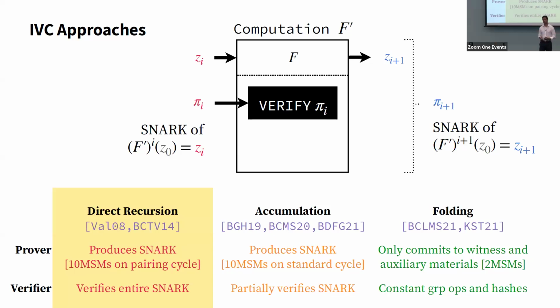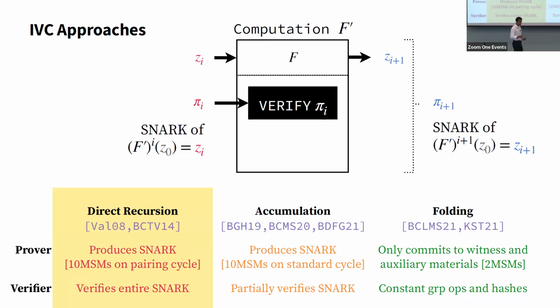And as such, this proof pi I plus 1 is effectively a proof for I plus 1 steps of the computation. Now, the magic here is that we've converted a proof of I steps into a proof of I plus 1 steps while ensuring that this proof does not grow in size. And moreover, the prover memory overhead only scales with the size of this computation f prime, which is fixed.